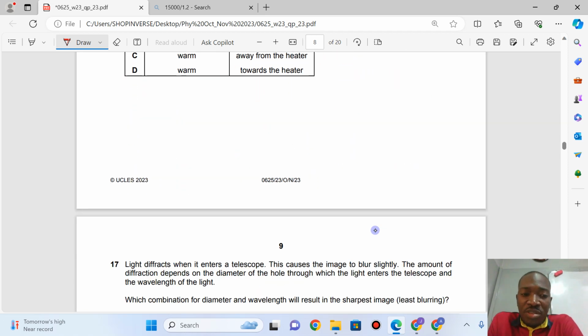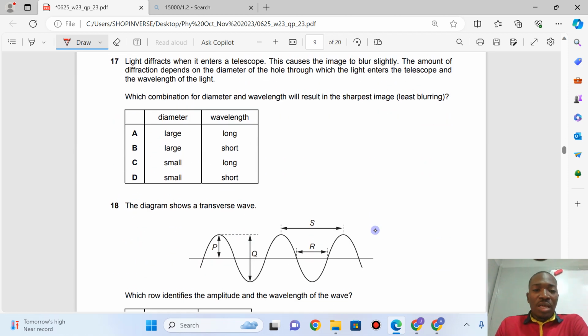Go straight to question number 17. Light diffracts when it enters a telescope. This causes the image to blur slightly. The amount of diffraction depends on the diameter of the hole through which the light enters the telescope and the wavelength of the light. Which combination for diameter and wavelength will result in the sharpest image, least blurring? Which combination will result in the sharpest image? That's which one will cause the least blurring?